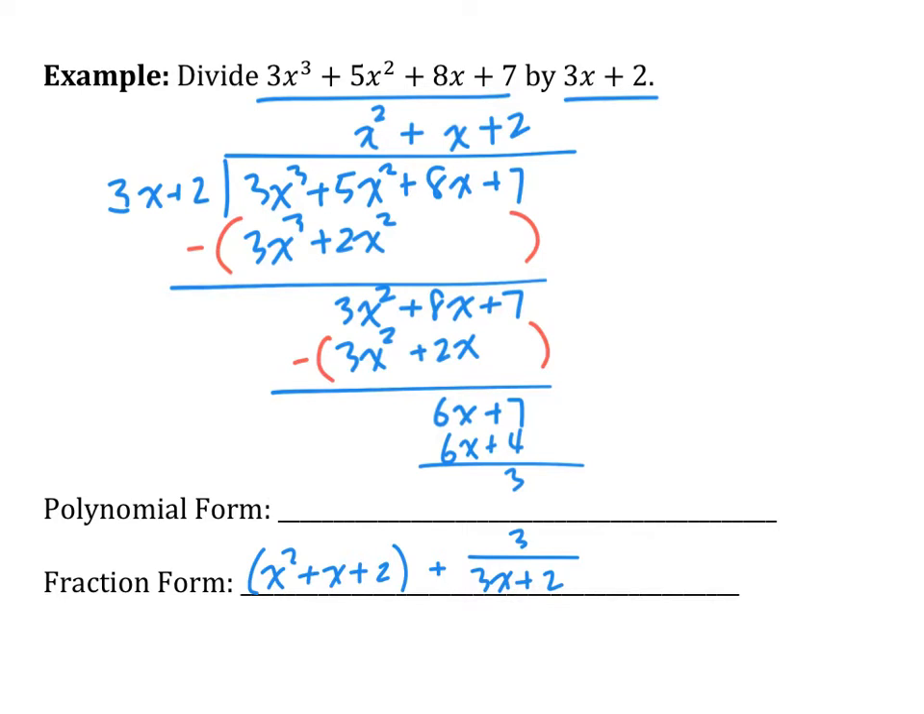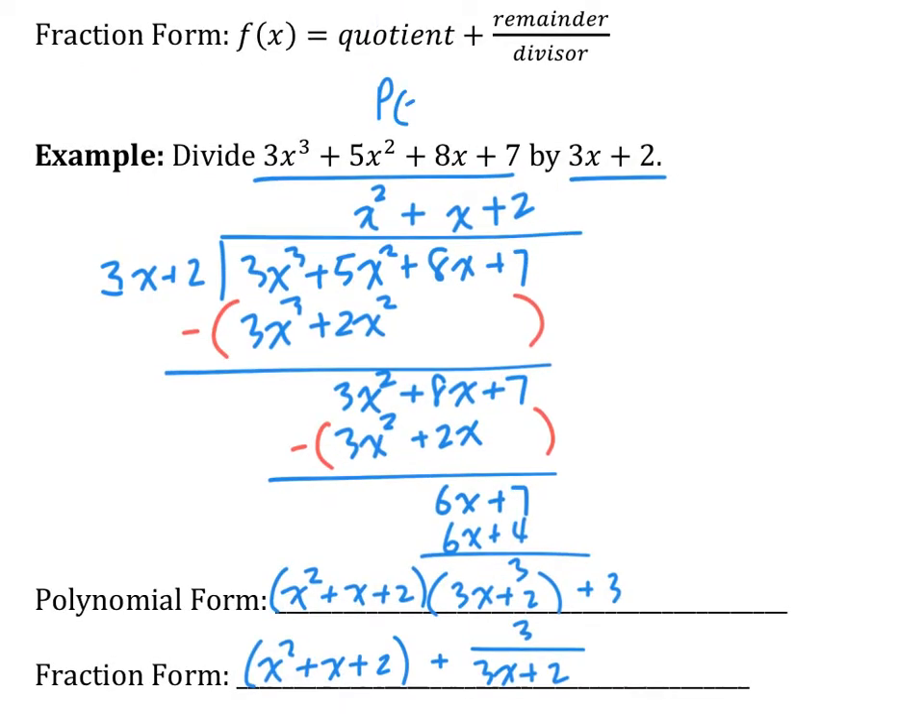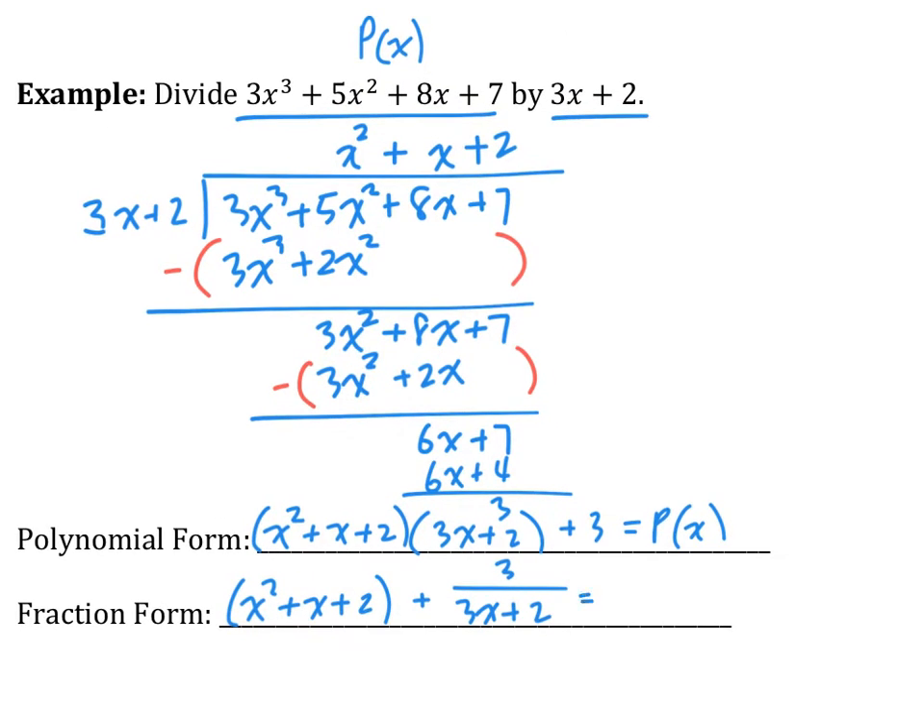Polynomial form is basically thinking multiply and then add. So if we wanted to reconstruct the polynomial, we would say x squared plus x plus 2 times 3x plus 2, plus 3, and this is equal to the original polynomial. If we call the original polynomial p of x, this is equal to p of x, divided by 3x plus 2.